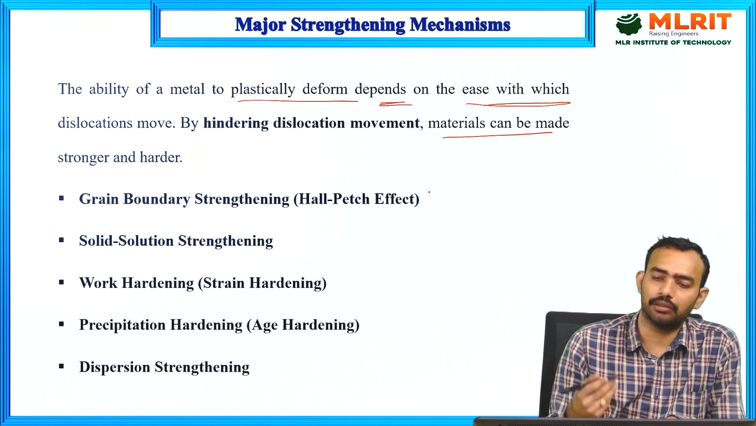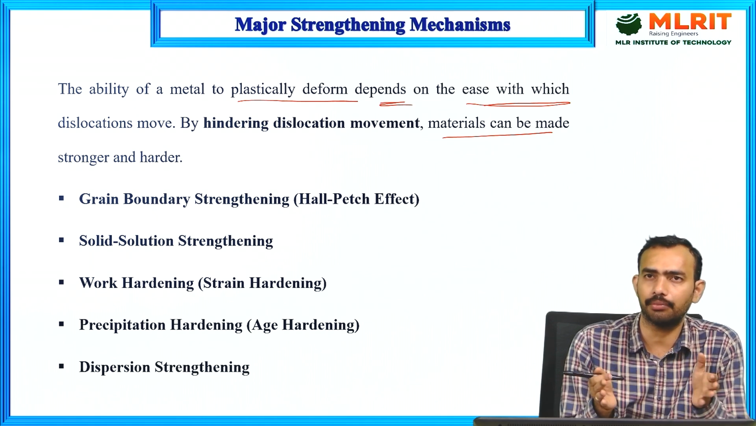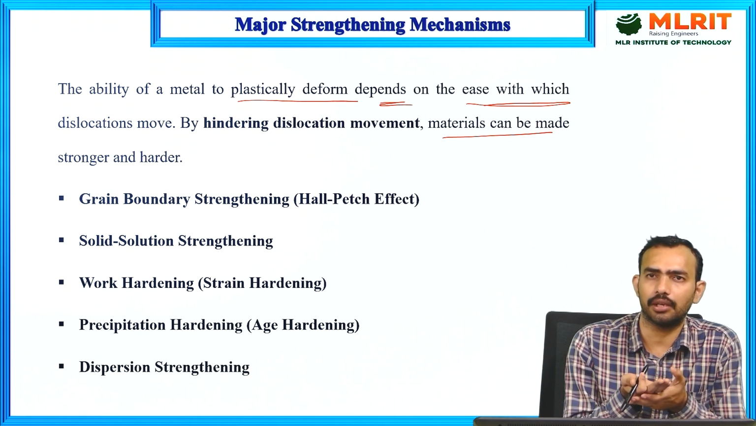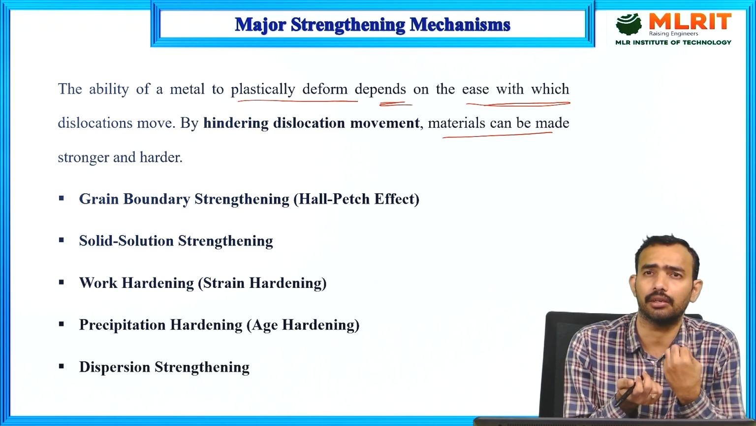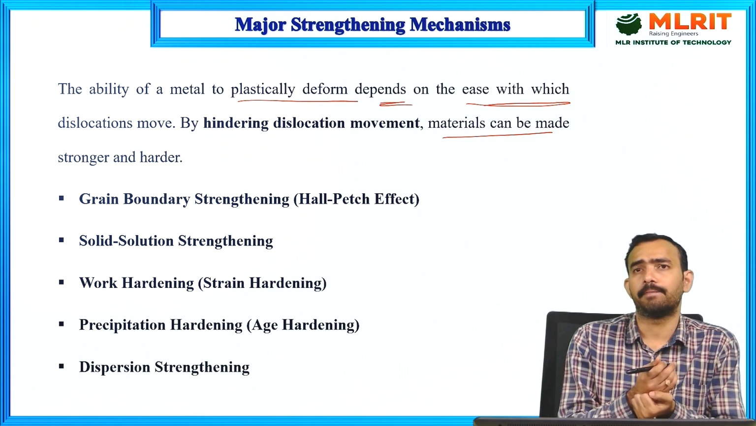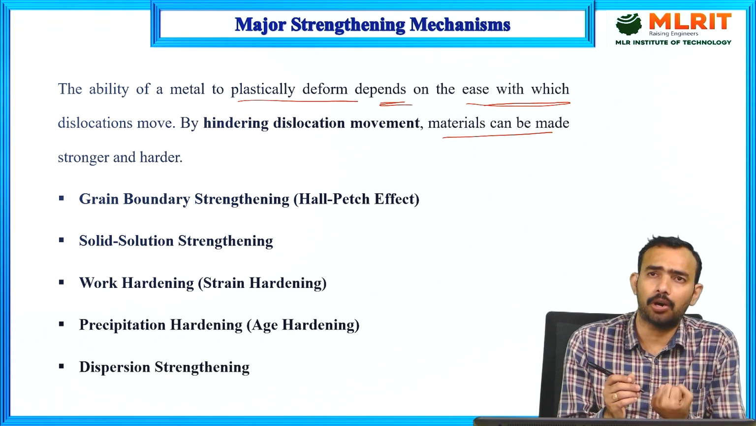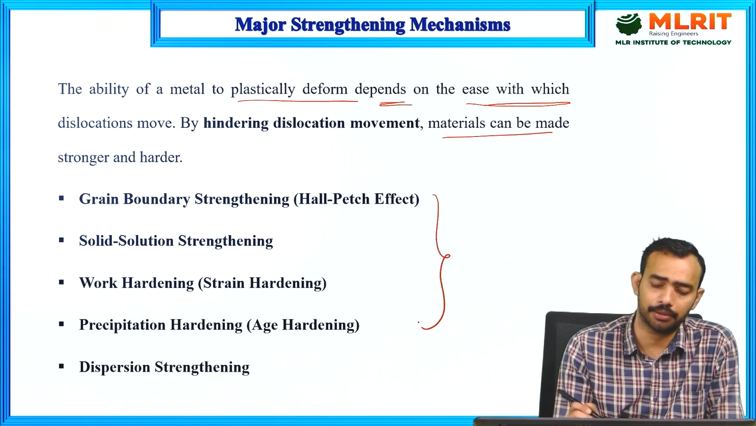So what are the mechanisms? Now we know that if we can arrest the movement of dislocations, then the material will offer more resistance against plastic deformation. That is indirectly called a stronger and harder material. So what mechanisms can we use so that the materials will become harder and stronger? These are the five major mechanisms that are considered.